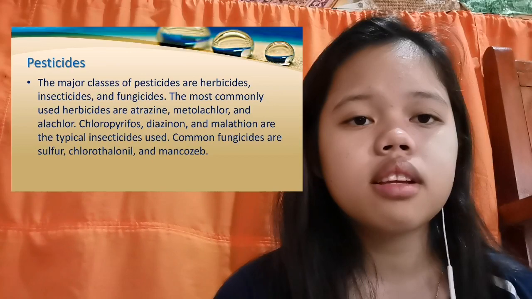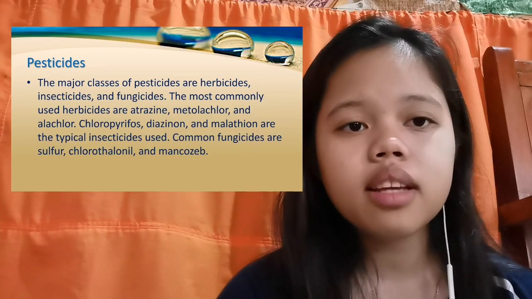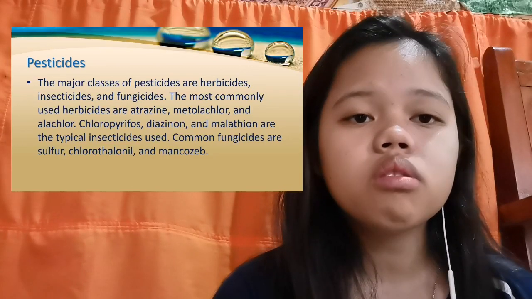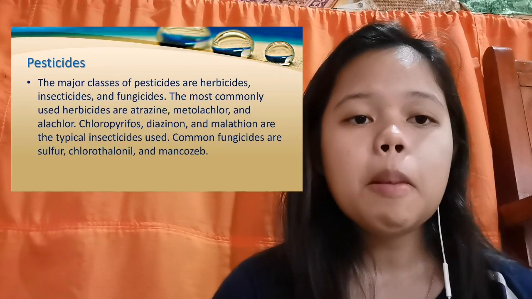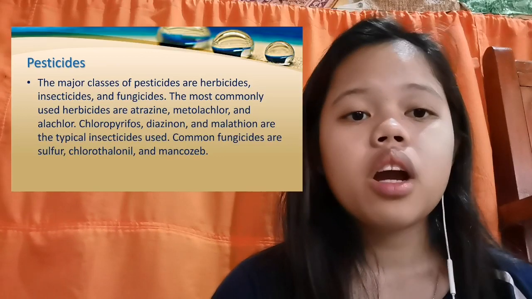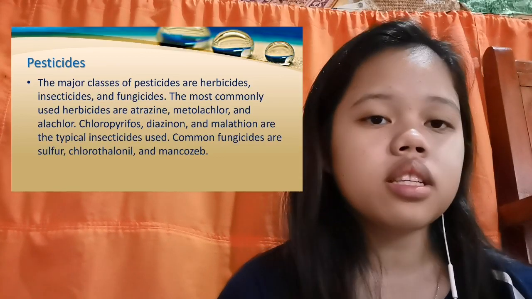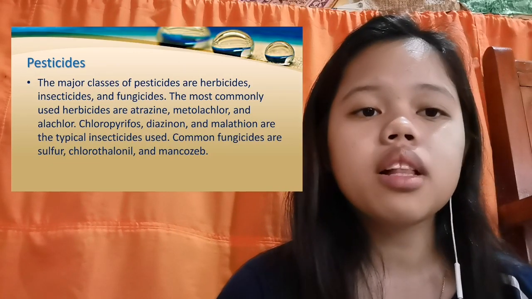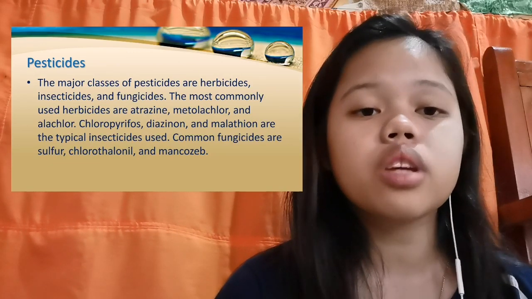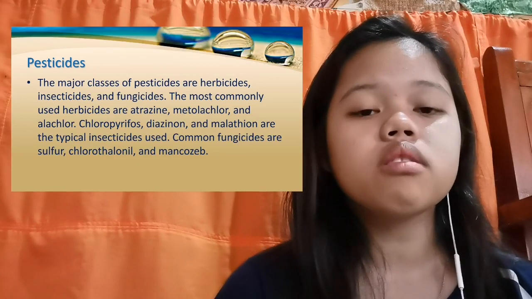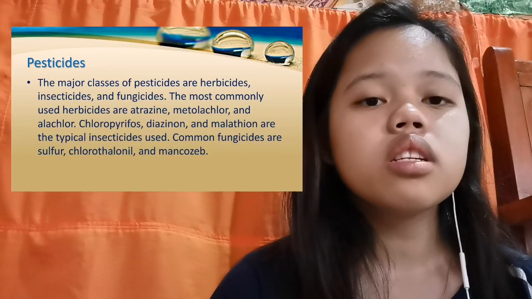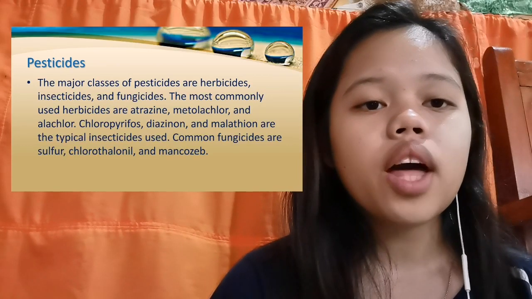Pesticides. The major classes of pesticides are herbicides, insecticides, and fungicides. The most commonly used herbicides are atrazine, metolachlor, and alachlor. Herbicides are used to kill weeds. Chlorpyrifos, diazinon, and malathion are the typical insecticides used to kill insects that would otherwise destroy crops, gardens, and structures. Common fungicides are sulfur, chlorothalonil, and mancozeb.